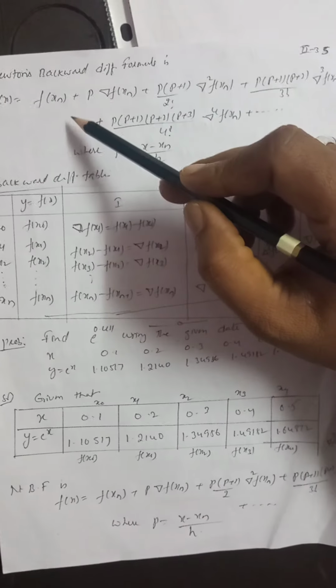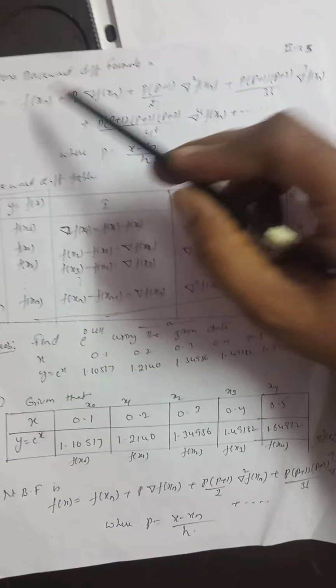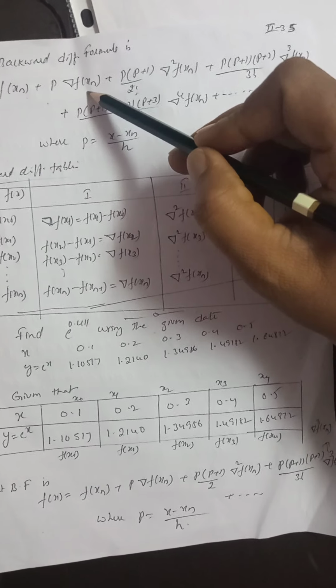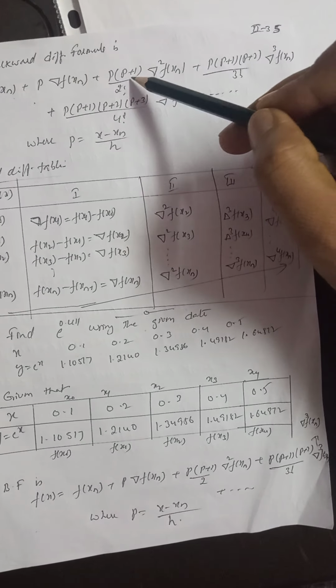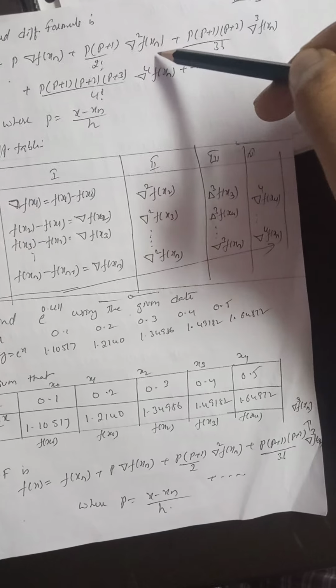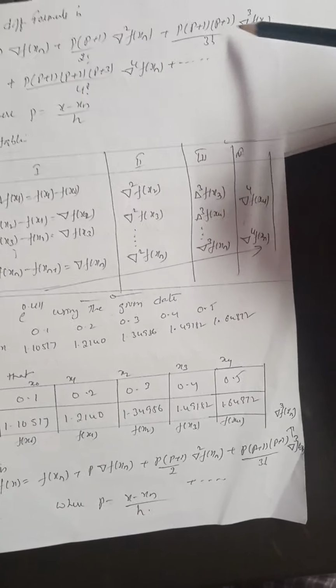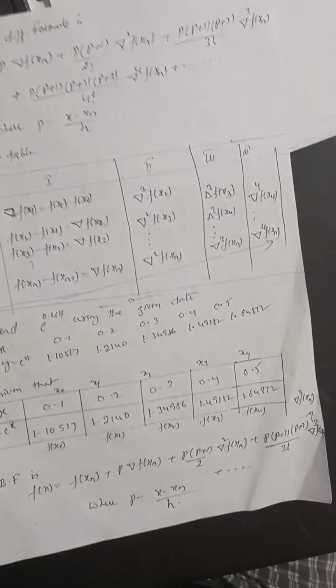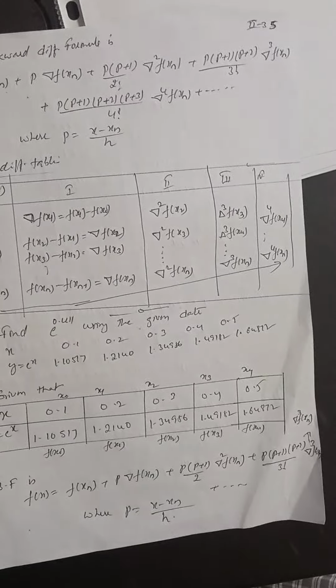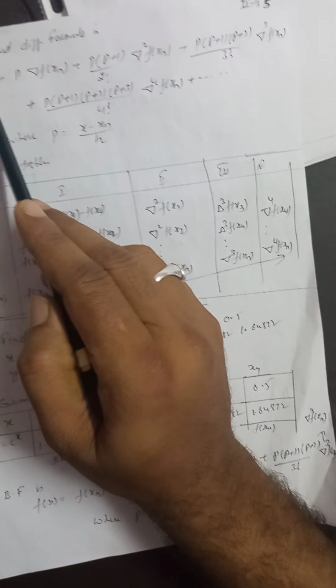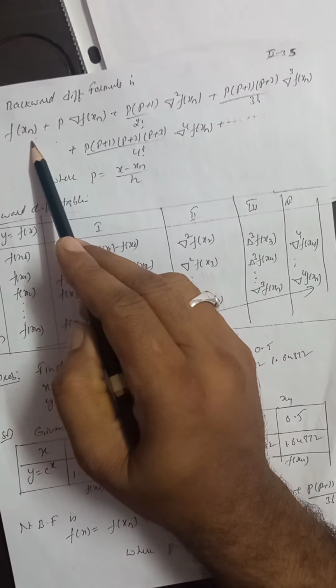Now see here, this is the backward formula. f of x is equal to f of xn plus p into nabla f of xn plus p into p plus 1 by 2 factorial into nabla square f of xn plus p into p plus 1 into p plus 2 by 3 factorial into nabla cube f of xn. Why? Here backward means instead of delta you have to use nabla. Backward means last value of x. Instead of x naught I am writing xn, right?